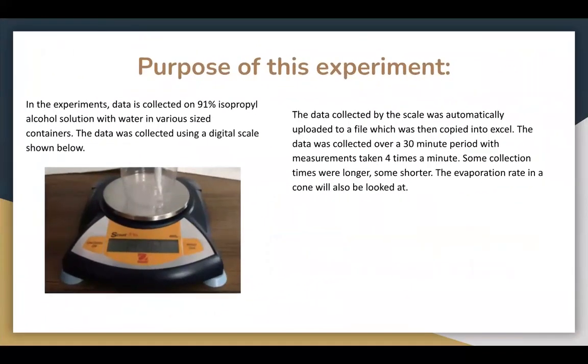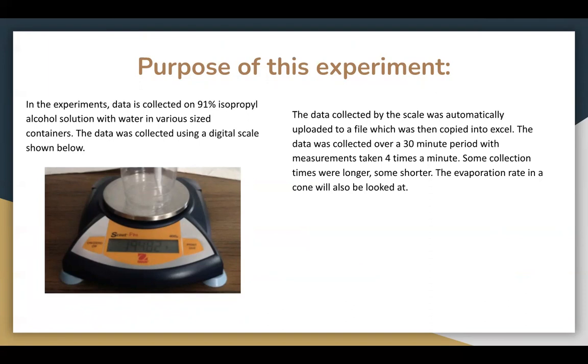So the purpose of this experiment: data is collected on a 91% isopropyl alcohol solution with water in various containers. The data was collected using a digital scale. The data collected by the scale was automatically uploaded to a file, which was then copied into Excel. The data was collected over a 30-minute period with measurements taken 4 times a minute. Some collection times were longer, some were shorter, but these variations will not have an effect on the results.